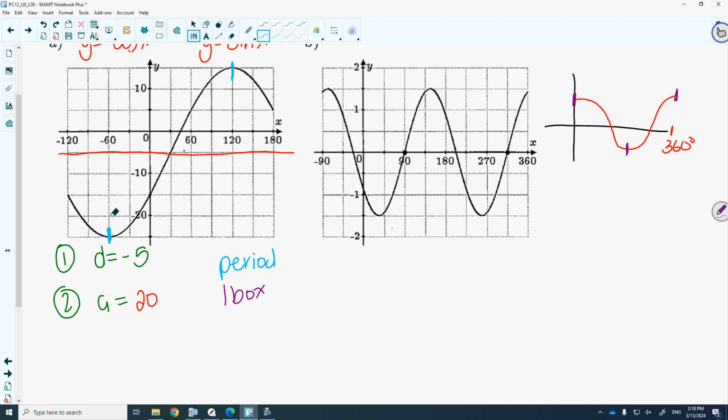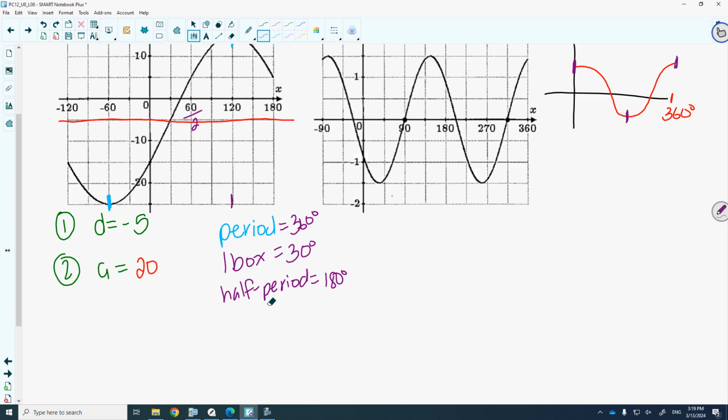So count how many boxes it takes to get to 60 degrees. They tell me that this is in degrees. We're going to divide that by 2. One box is worth 30 degrees. Okay, now count how many boxes it takes to get from here basically to over here. So a half period is going to be 1, 2, 3, 4, 5, 6 boxes. Each box is worth 30 degrees. So 6 times 30 degrees is 180 degrees, which means if you take that half period and multiply that by 2, the period would be 360 degrees. Now, period is used to get b value.